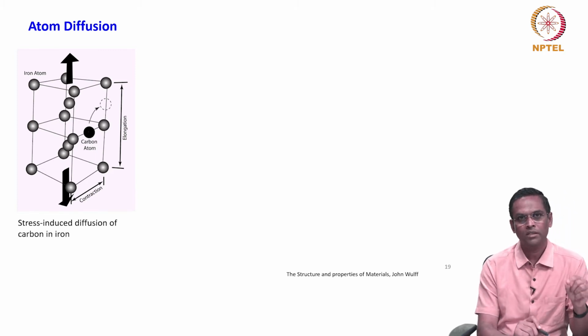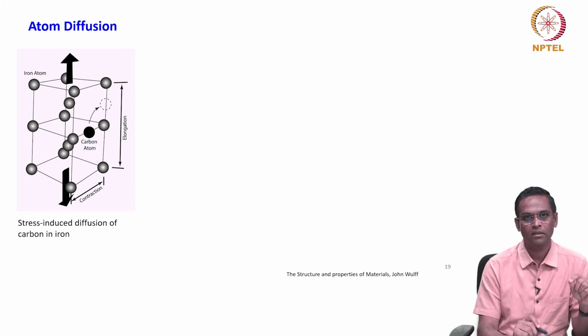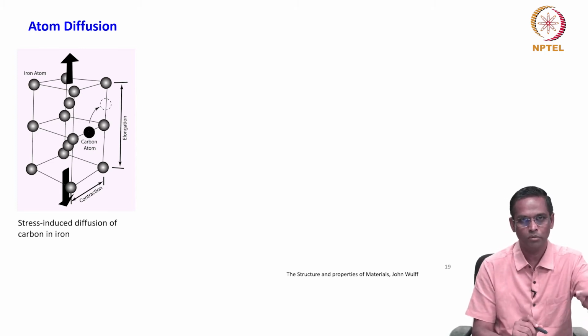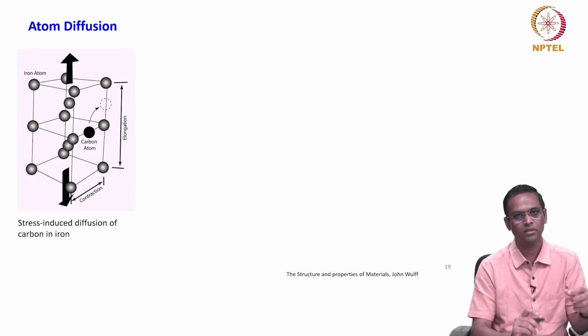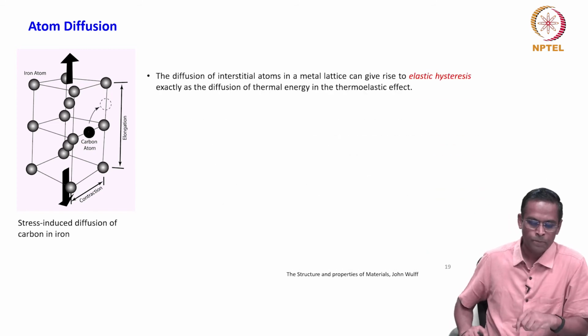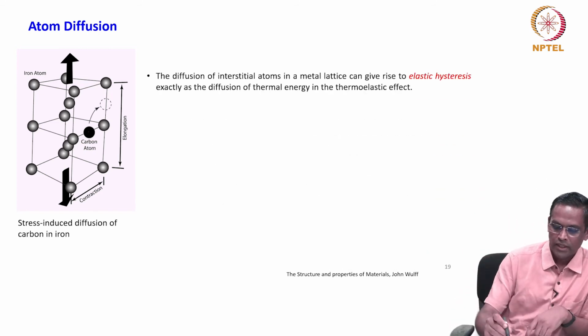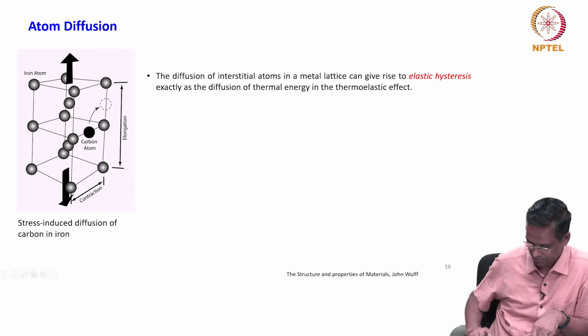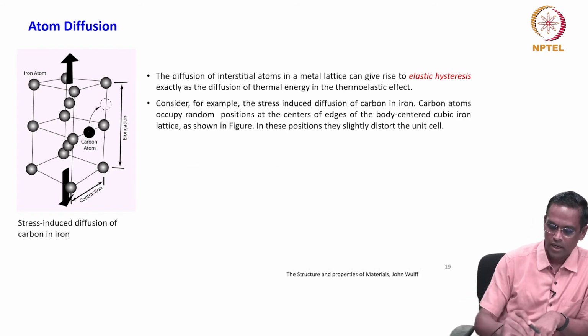So, here what are we talking about? Cycling. The cycling is the atom has to jump from one position to the other position and relax, come back. So, that is the event we are taking up. Okay. So, the diffusion of interstitial atoms in a metal lattice can give rise to elastic hysteresis, exactly as the diffusion of thermal energy in the thermoelastic effect. And here, the stress induced diffusion of carbon in iron.